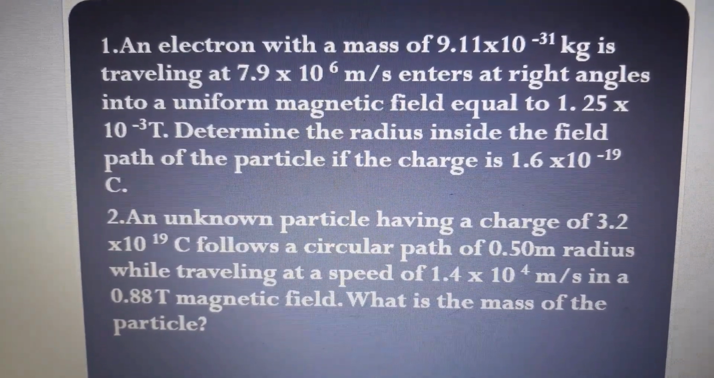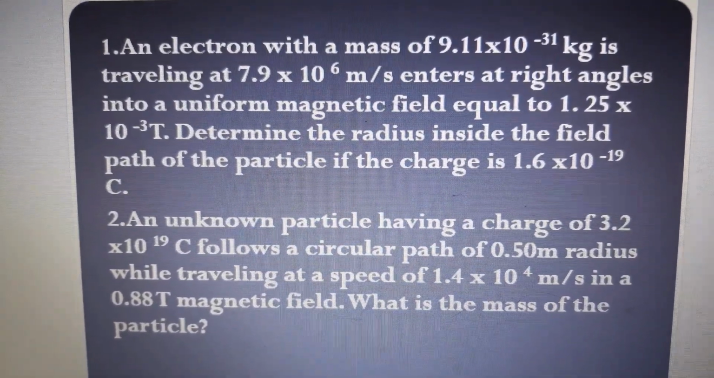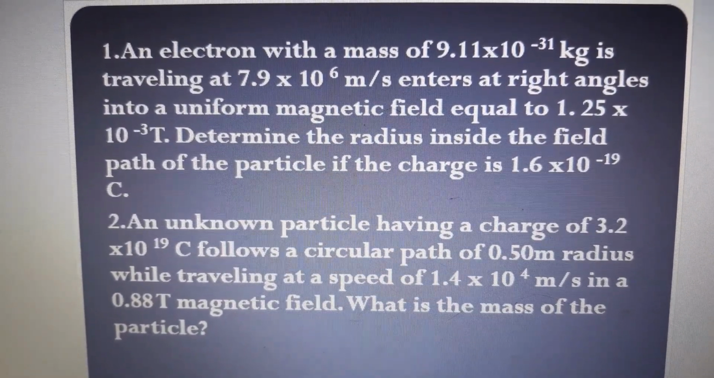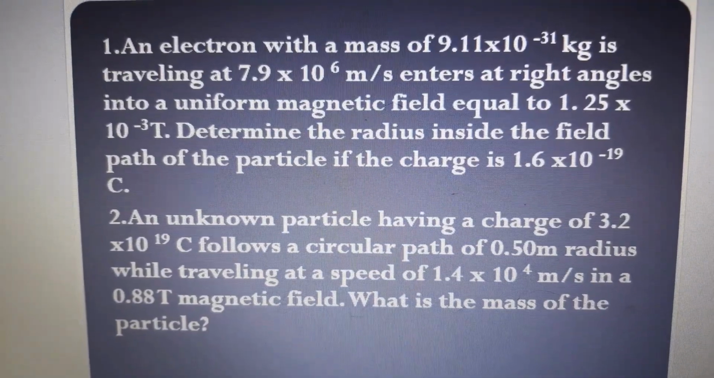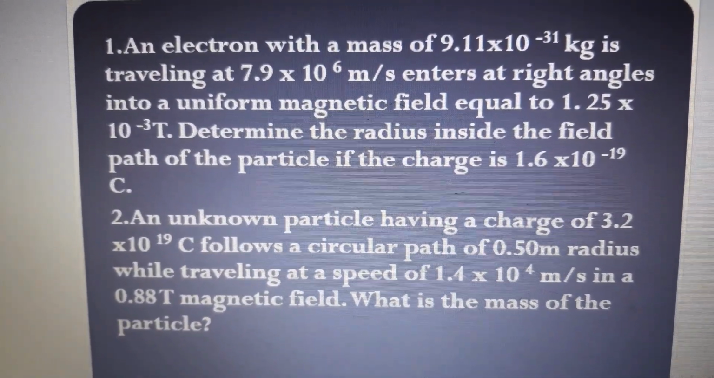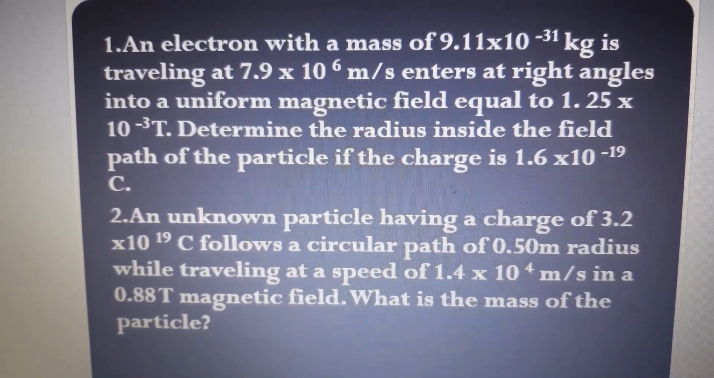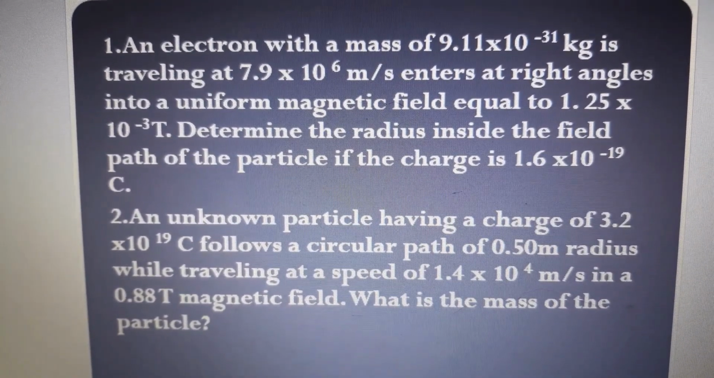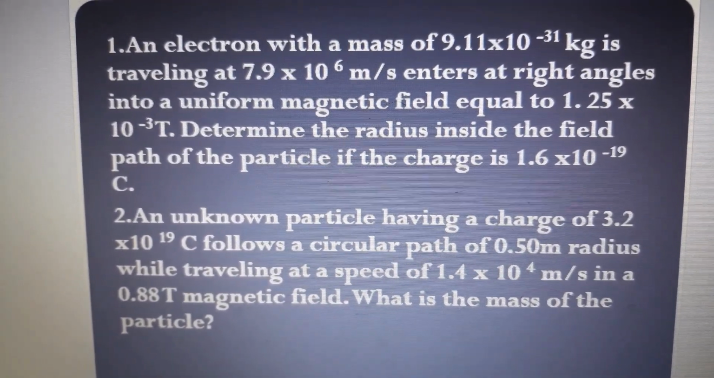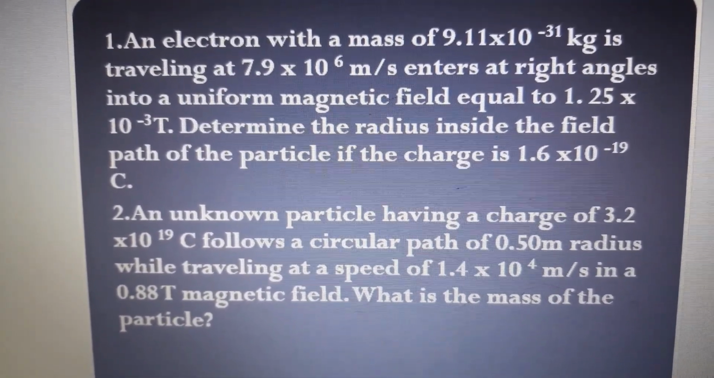And problem number 2, an unknown particle having a charge of 3.2 times 10 raised to 19 coulomb follows a circular path of 0.50 meter radius while traveling at a speed of 1.4 times 10 raised to 4 meter per second in a 0.88 Tesla magnetic field.